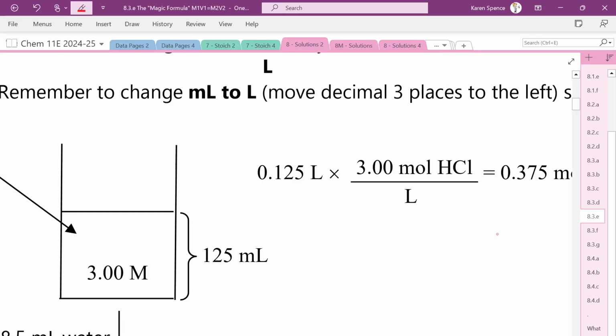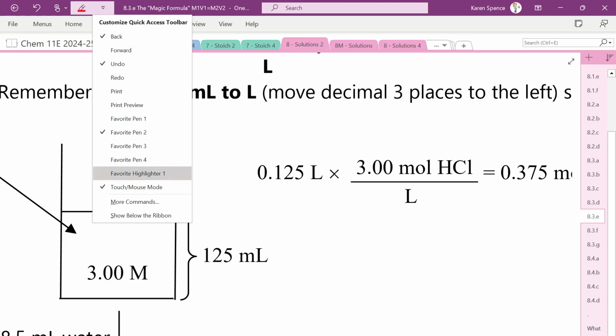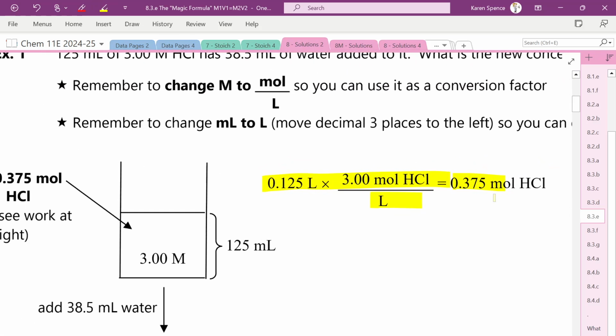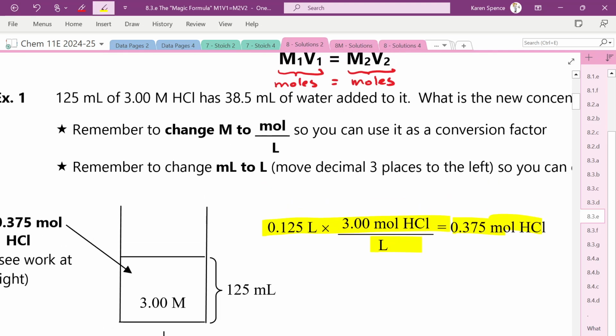Whoa, what happened there? So we find our moles. Oh my goodness, having so many challenges today. Okay, we find our moles. And then to it, we add some water.